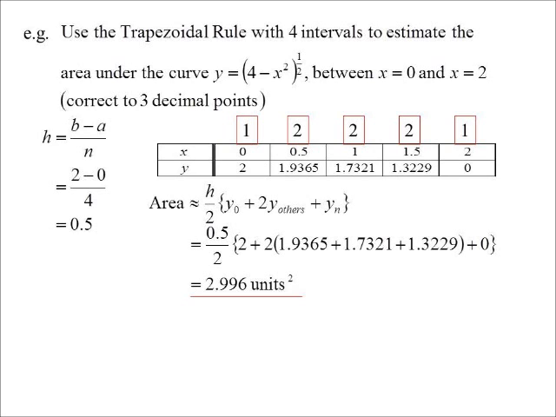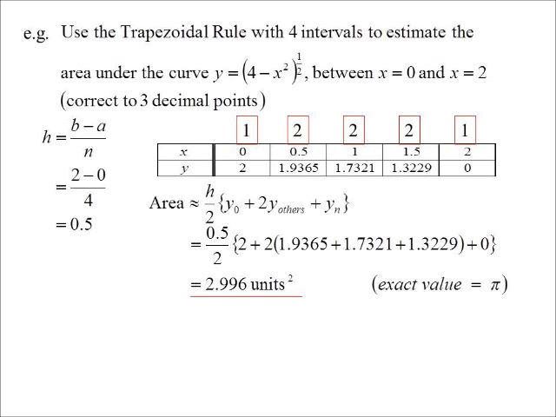So let's sub in 0.5 over 2. So the end one is 2, and at the other end, 0. And then 2 times all the ones in the middle. And rounding off that answer to 3 decimal places, I get 2.996. So how good is that?